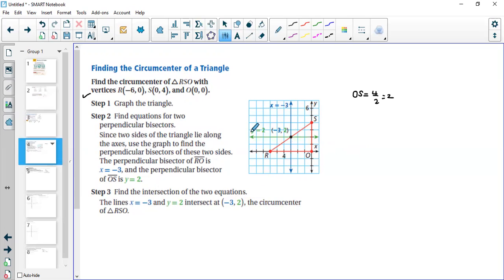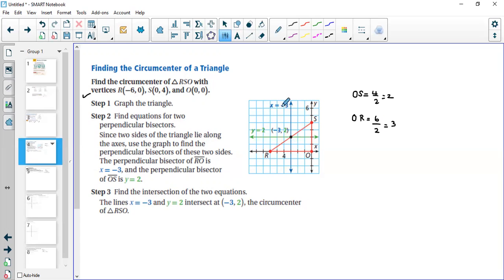Similarly, now you got the equation for one of the bisectors, that's y is equal to 2. The next one, you can see that it's along the x-axis. So the distance from 0 to 6, that's the distance from O to R, is 6, and half of 6 is going to be 3. So you're going to draw a vertical line because this side is horizontal, along x is equal to 3.